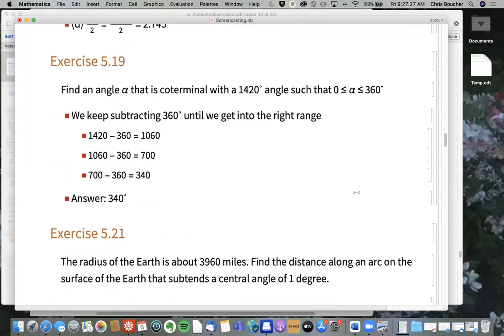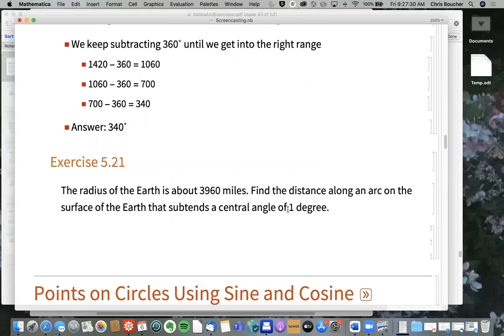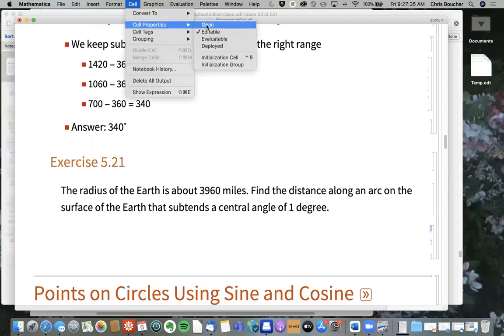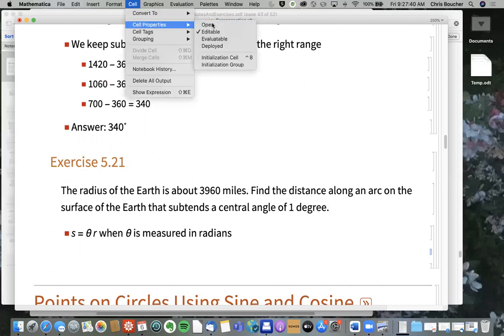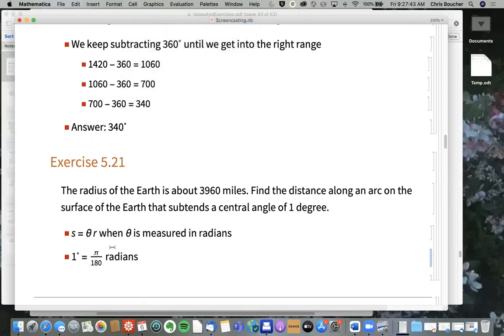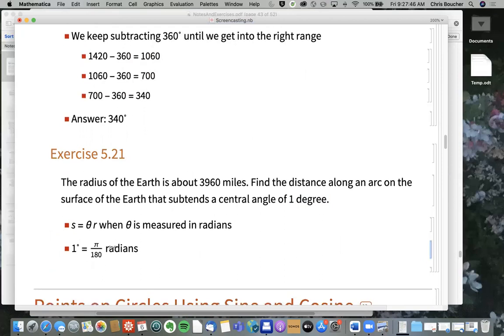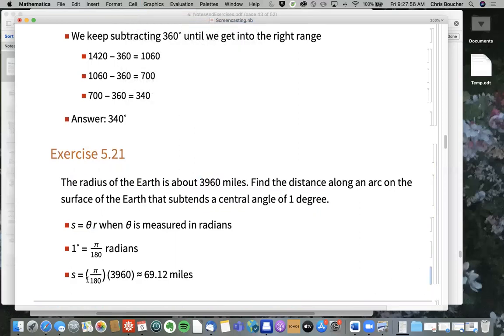But I need theta to be in radian measure, pardon me, when I do that. So I don't want to use the 1 degree. I want to convert to radians. Use that formula when theta is measured in radians. 1 degree, of course, is pi over 180 radians. So I can use this in this formula. I know the R value is given, the 3960. So when I plug in, I get pi over 180 times 3960. And on my calculator, that comes out to be about 69 miles of length along the surface.